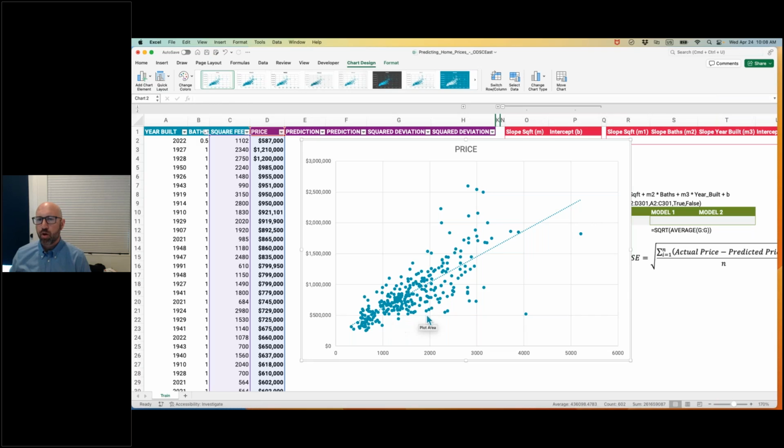So let me ask you all, according to this line, if I were to have a property that, let's say, is 3,100 square feet, so somewhere around here, what does my model predict the price of that house to be? So it's 3,100 square feet. What do you think the price should be for that house?